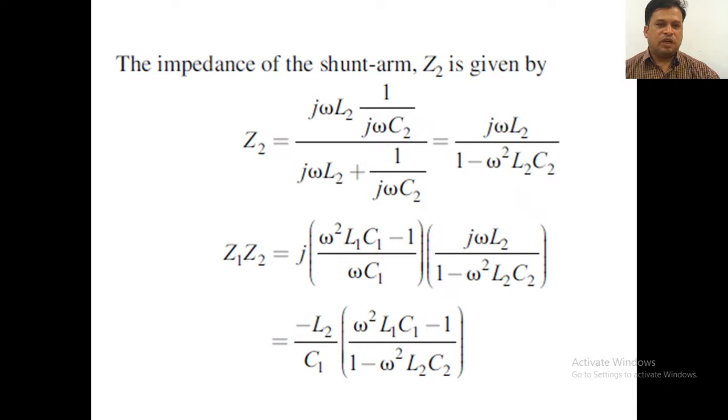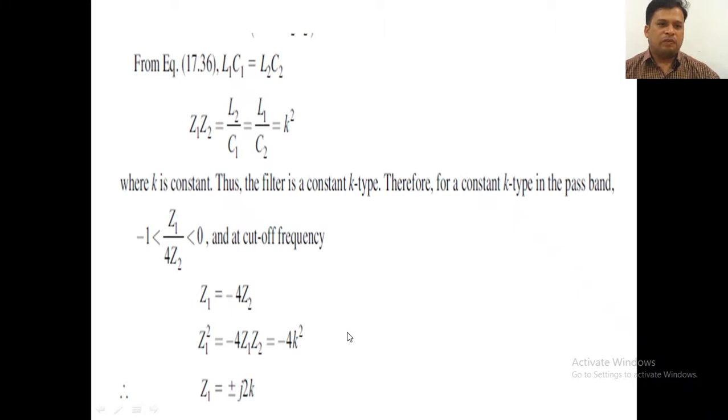Therefore, the impedance of the shunt arm is given by Z2 equals j omega L2 into 1 by j omega C2 divided by j omega L2 plus 1 by j omega C2, that gives rise to j omega L2 by 1 minus omega square L2 C2. Now, if you multiply Z1 and Z2, you get this equation. After solving, we get minus L2 by C1 into omega square L1 C1 minus 1 by 1 minus omega square L2 C2. Now, from equation 17.36, L1 C1 equals L2 C2. Z1 Z2 equals L2 by C1, that equals L1 by C2, and that equals K square, where K is a constant.